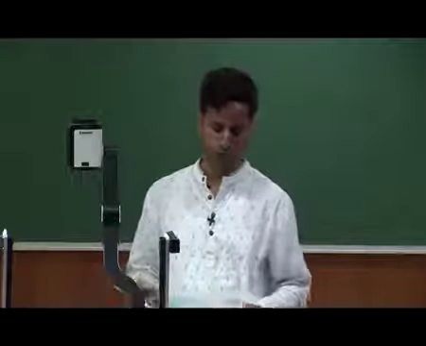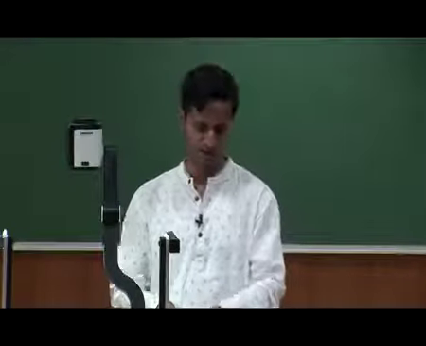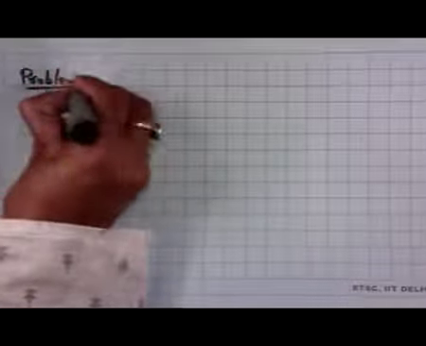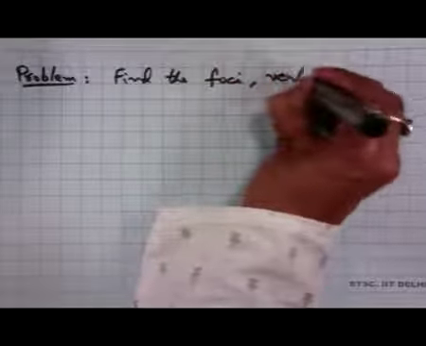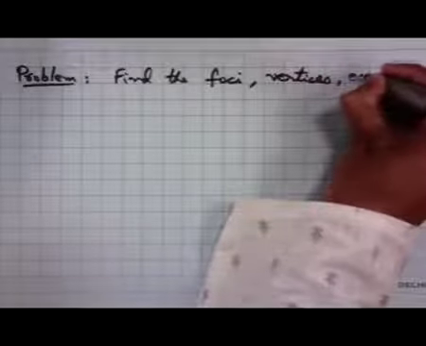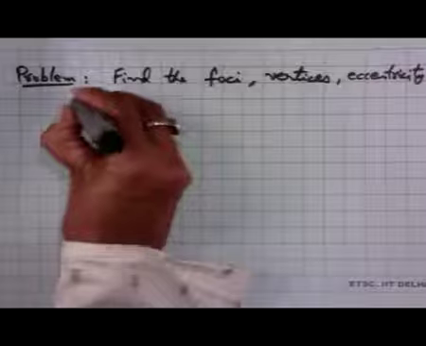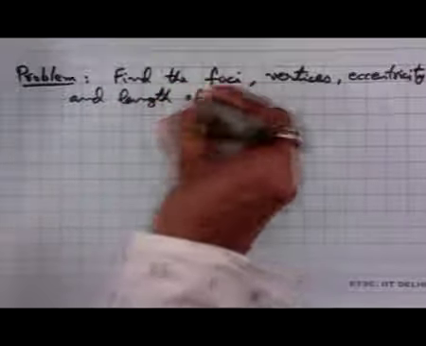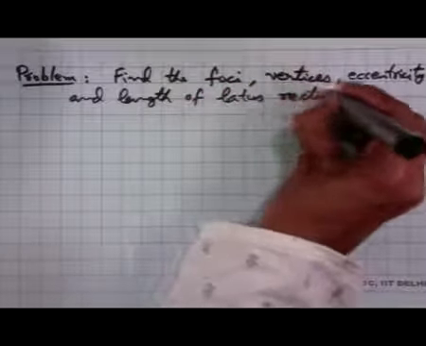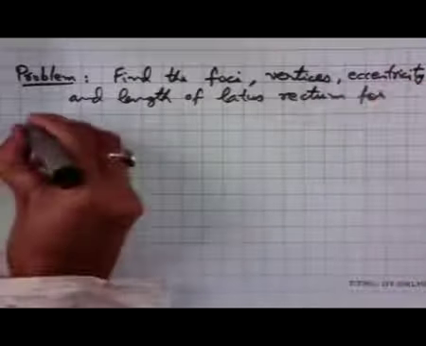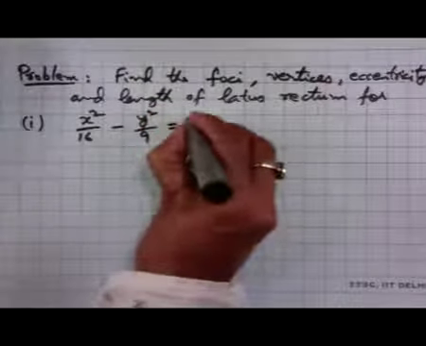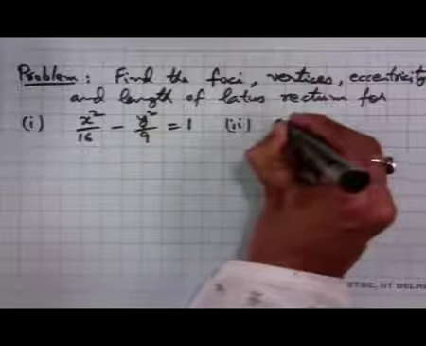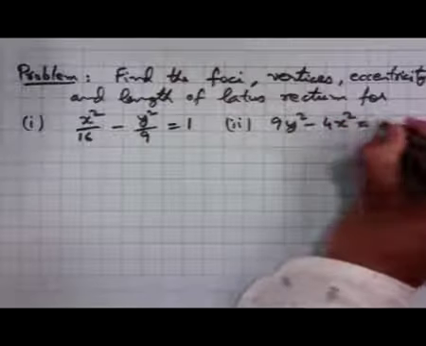Now, we will look at a few problems. Find the foci, vertices, eccentricity and length of the latus rectum for the first hyperbola x square by 16 minus y square by 9 equal to 1, and the second one is 9 y square minus 4 x square equal to 36.